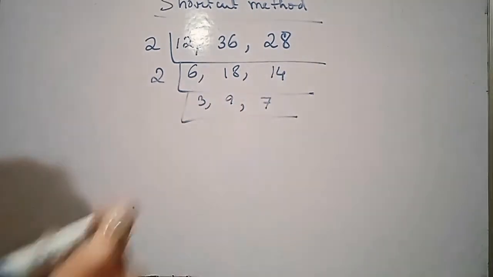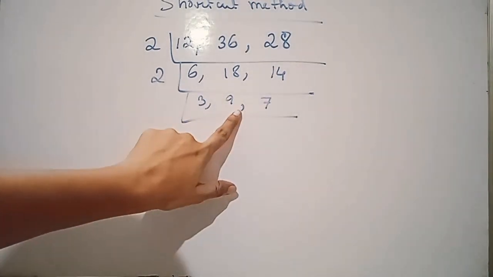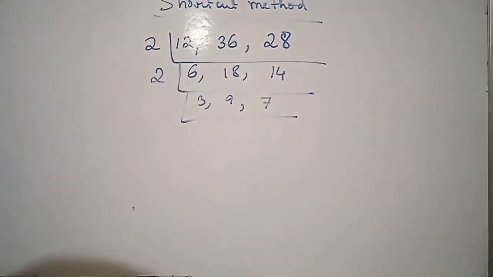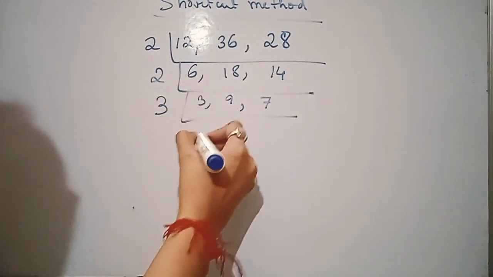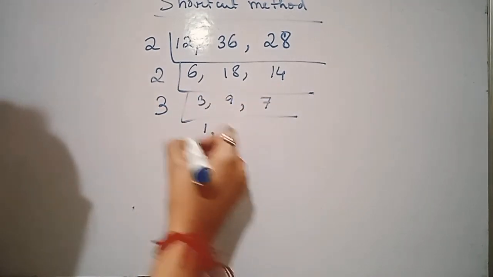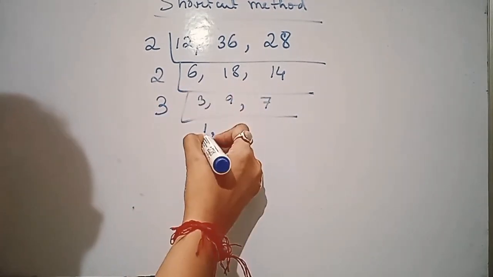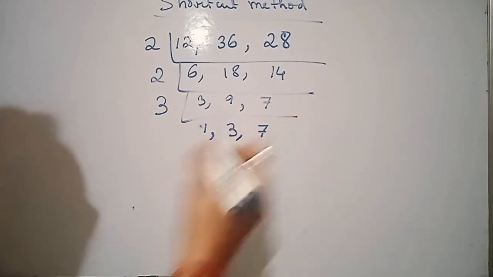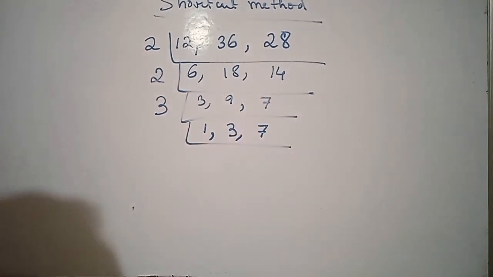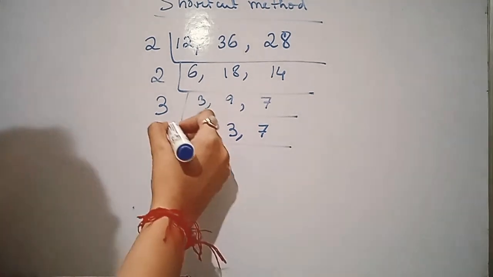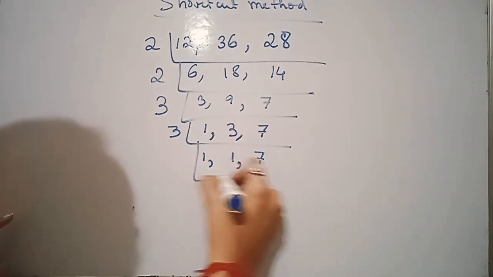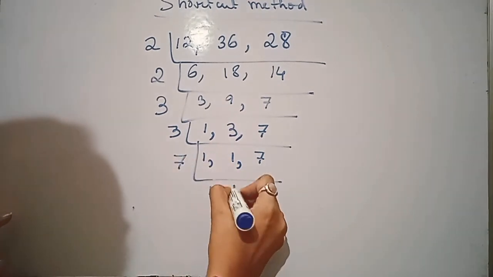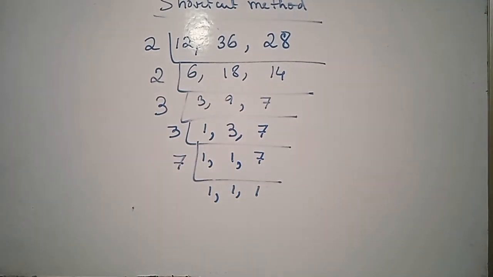Now in this step, I can see that I can divide 3 and 9 by 3, but I cannot divide 7. So I will keep that 7 as it is, and I will divide 3 and 9 with the help of 3. So I will get 1, 3 and 7. In the next step, I will divide by 3 again, so 1, 1 and 7. And in the last step, I will divide by 7. So I will get 1, 1, 1.